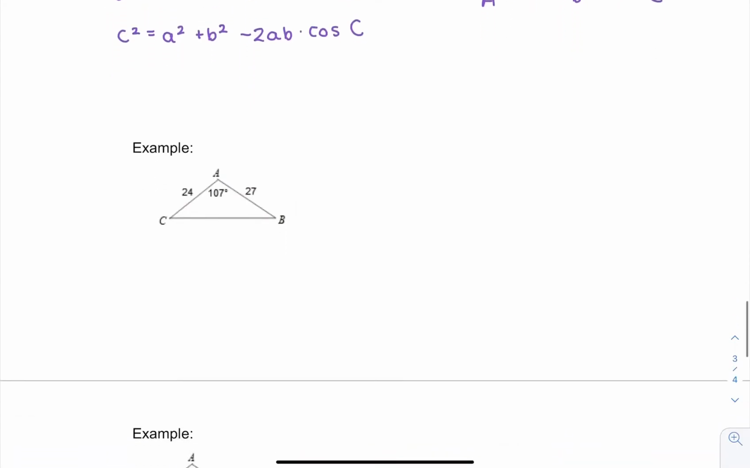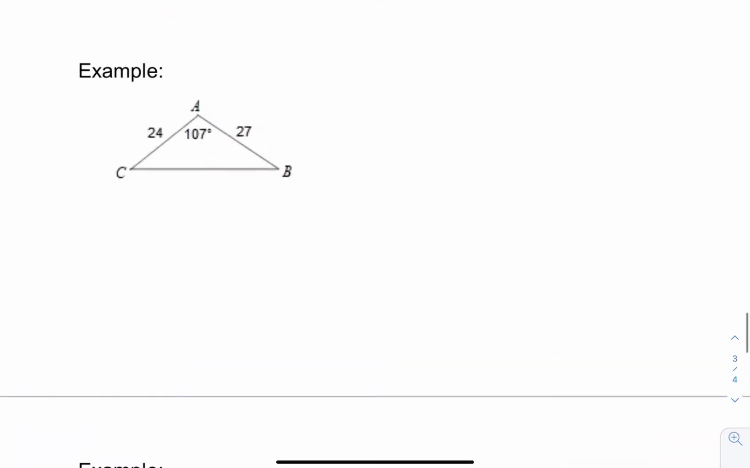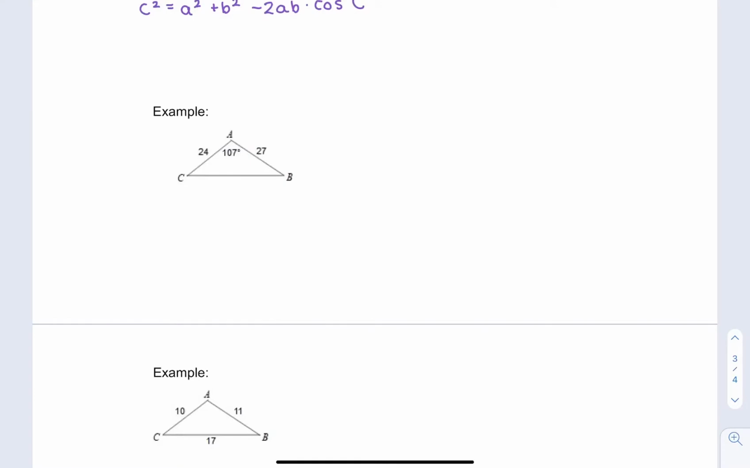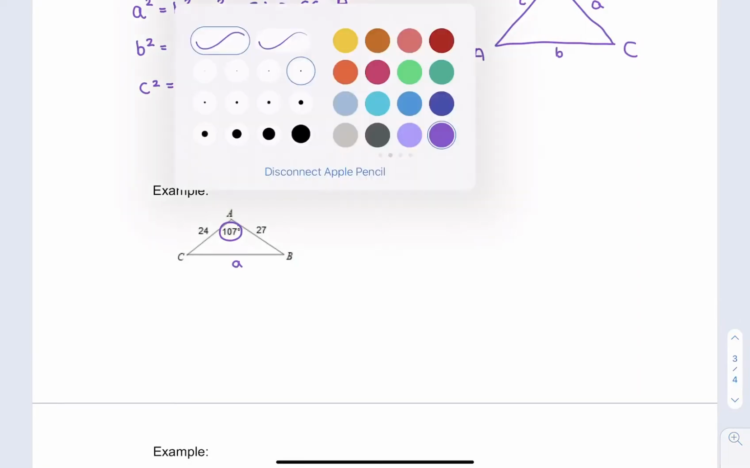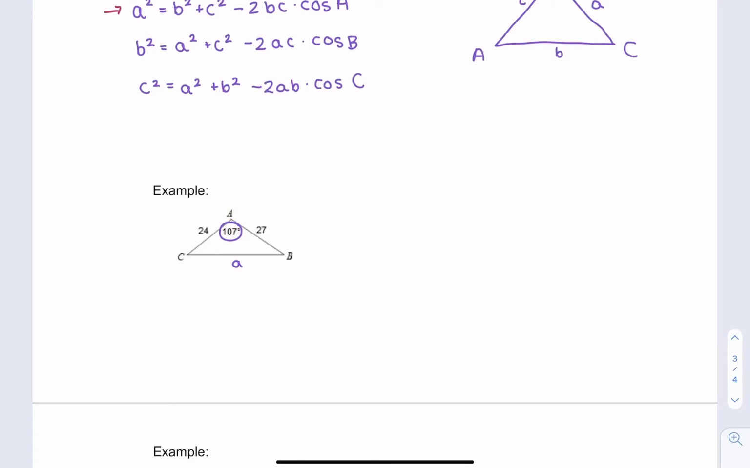So in this first example, we only have two sides and an angle, and we're able to find the rest using law of cosines. In this case, we work with the angle that we're given. So we're going to be working to find this side A. We start with our first formula up here. A squared is equal to B squared, so here's B and here's C, so 24 squared plus 27 squared minus 2 times 24 times 27 times the cosine of 107.